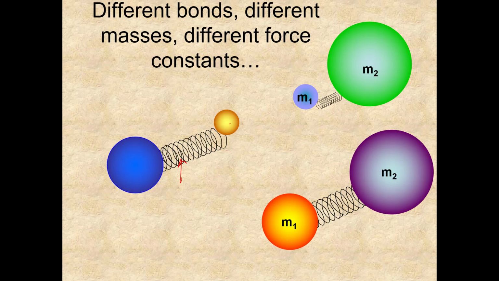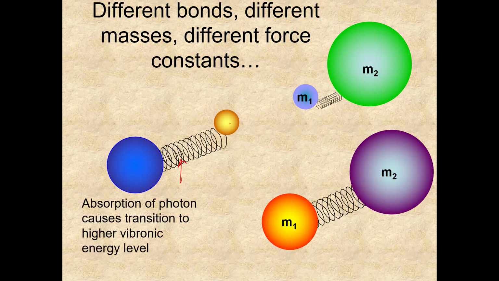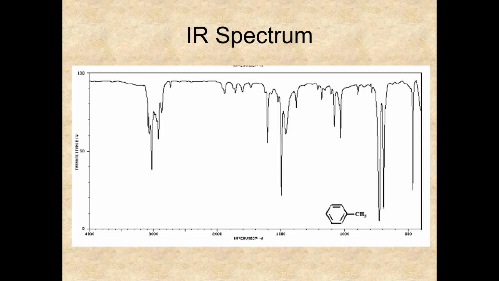Okay, now there's different types of stretching. We can have asymmetric, symmetric, but that's the basic idea. It absorbs that photon of light, okay, and it goes to a higher level. So it goes from ground state to an excited state. Right? And what we get out of that is an absorption spectrum. And this is actually written in transmittance, but that's a little different. You'll learn that in 280 lab for sure, the difference between those two.